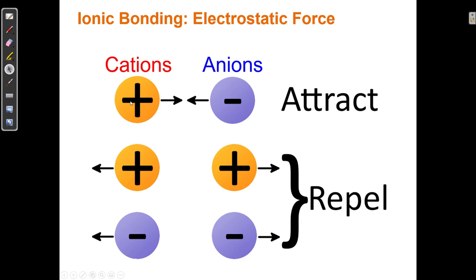So remember, plus and minus are attracted like magnets. Plus and minus get stuck together. That's the bond. The cation and the anion are stuck together like magnets. Plus and plus repel. Minus and minus repel. Similar charges repel each other. Opposite charges attract.